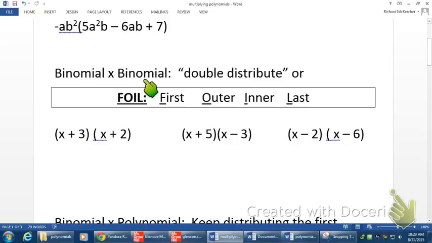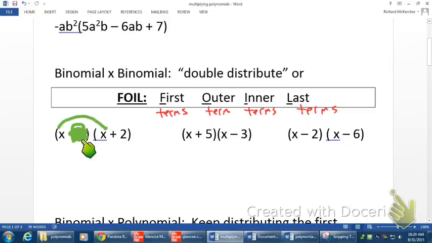Now, here's the new stuff. When you take a binomial times a binomial, it's really exactly the same as the distributive property. Now, I had everybody not write this down, but I just kind of showed you. You're going to take the first term, the outer term, the inner term, and the last term, and you're going to multiply those things together.